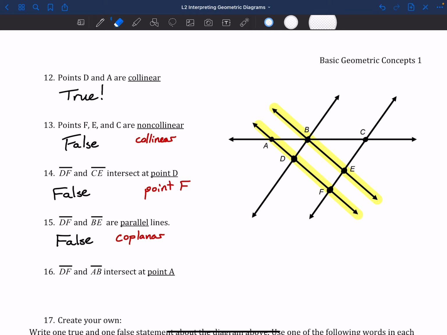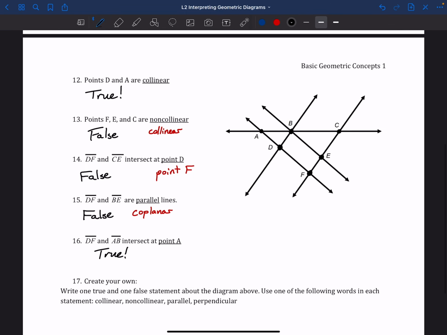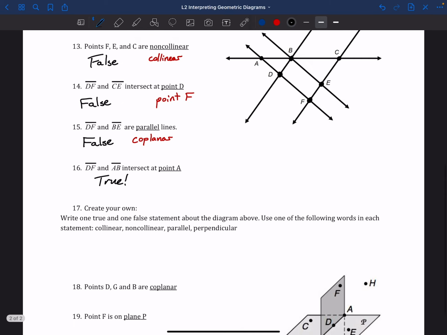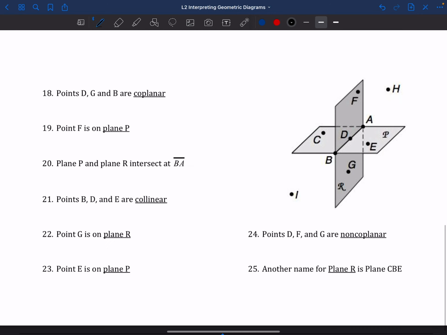For 16, we have DF and AB intersect at point A. Wow, that looks pretty correct, so I would say that that one is true. Nothing to fix there. It's already working out just fine. On this one, there's another create your own, so I'd like you to at least give it a shot. Think about one true and one false statement about this diagram. Try to use one of those words it mentions. One more diagram to talk through, and then we are done with this lesson.